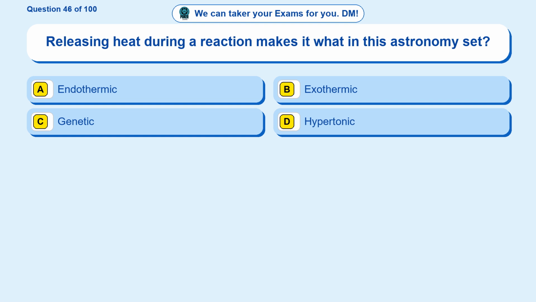Question 46. Releasing heat during a reaction makes it what in this astronomy set? Option A, endothermic. Option B, exothermic. Option C, genetic. Option D, hypertonic. The correct answer is option B, exothermic.